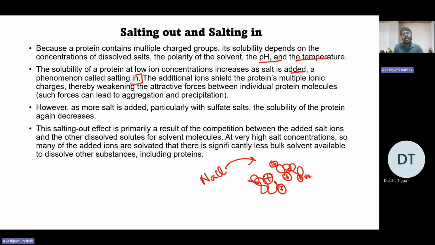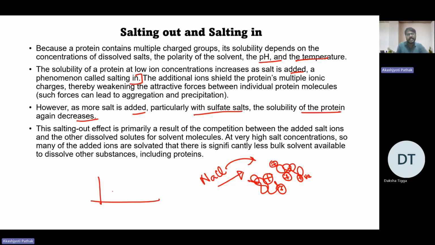But when you go beyond that salt concentration and keep on increasing it, what will happen? The hydrophobic residues that are there will now tend to be exposed. However, as more salt is added, particularly with sulfate salts, the solubility of the protein again decreases.